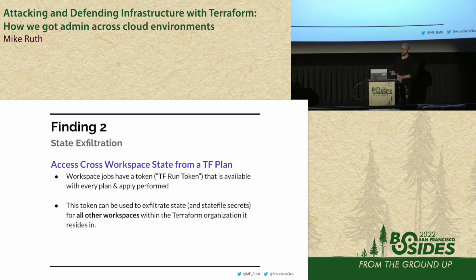The way this works is that whenever you create a job for a given workspace that runs on those workers, a token is created. HashiCorp calls it a Terraform run token. It's also known as an Atlas token if you look at the variable name. That gets made available with every plan and every apply. And it turns out that token is over-authorized. It has the ability to fetch the state from any other workspace within that organization.